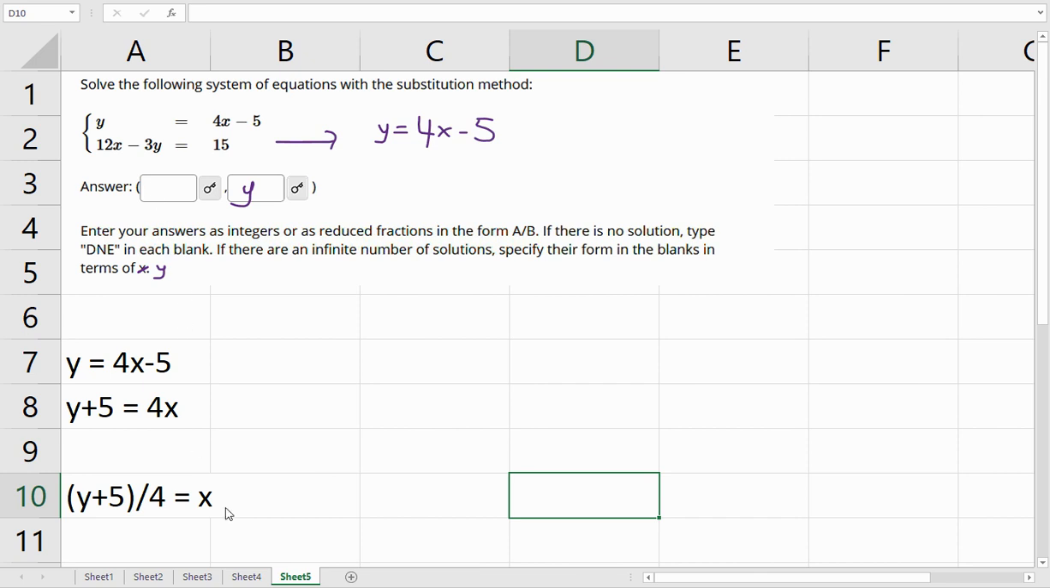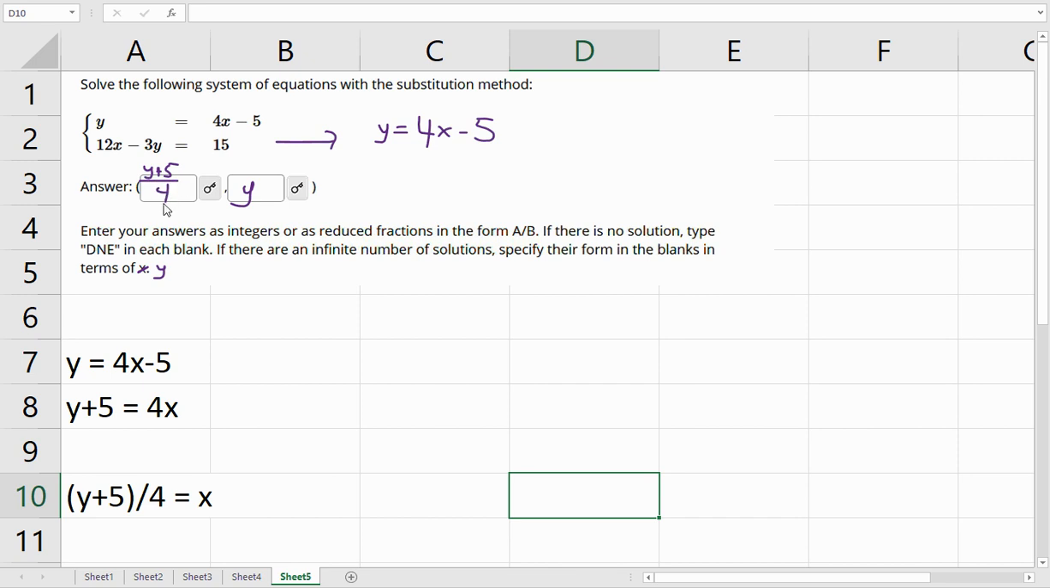So now putting in that expression here, I would just write y. I would use the fraction feature when entering my answer. I would do y plus 5 over 4 like this.